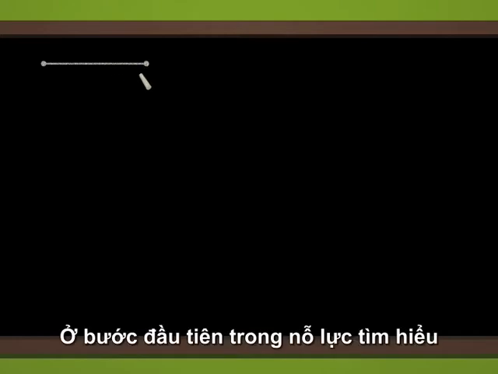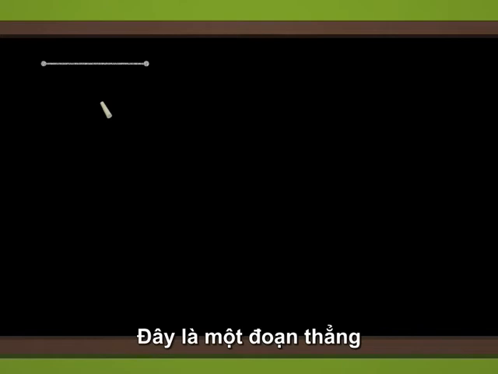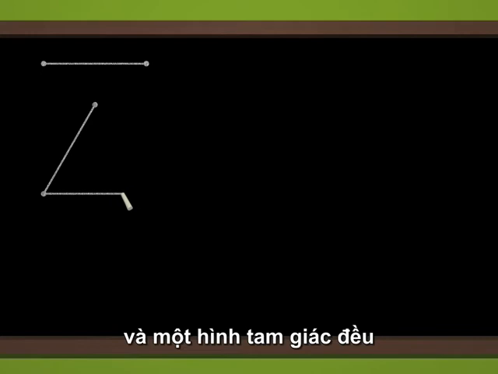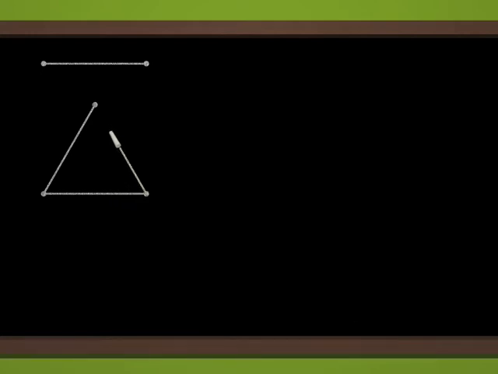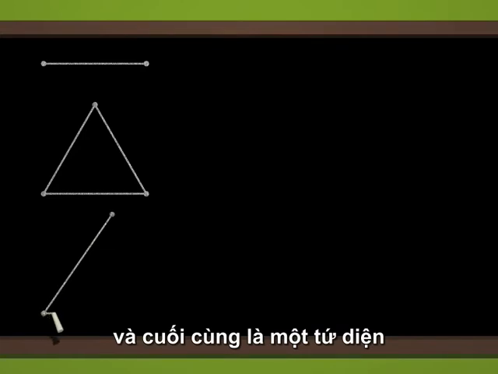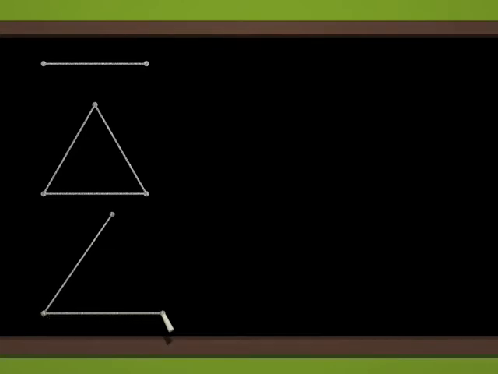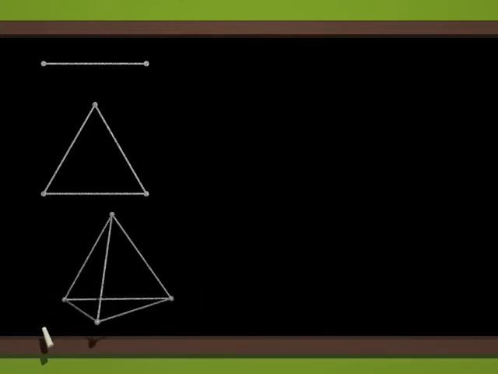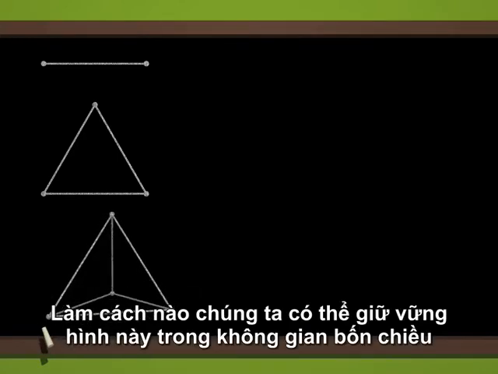As a first attempt at understanding, we shall proceed by analogy. Here is a segment and an equilateral triangle. And finally, a regular tetrahedron. Our magical blackboard enables us to draw in space. How can we keep this up in 4 dimensions?